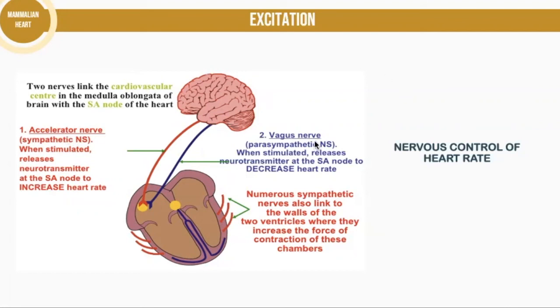Next, we have the vagus nerve. The vagus nerve is from the parasympathetic nervous system, and when stimulated, it releases a neurotransmitter at the SA node to decrease the heart rate. Both the accelerator and vagus nerves innervate the SA node and control the heart, but as we've discussed, they have opposite effects. Your accelerator nerve, when stimulated, increases your heart rate. The vagus nerve, when stimulated, decreases the heart rate.